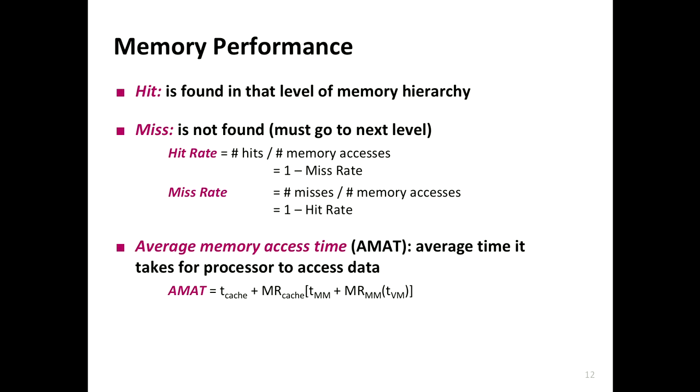There are two parameters that you typically measure: the hit rate and the miss rate. So how is hit rate measured? Say you want to do 10,000 memory accesses, and out of these 10,000 memory accesses, 1,000 of them hit in the cache itself. Then your hit rate is 1,000 over 10,000.